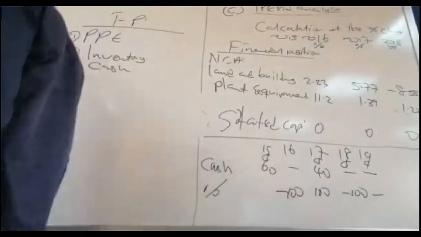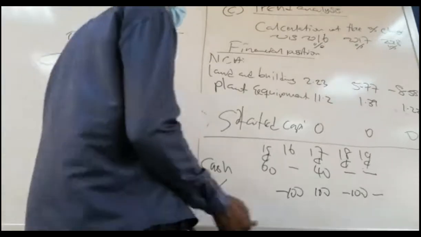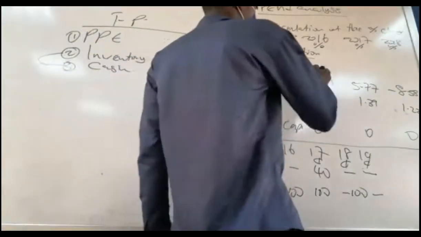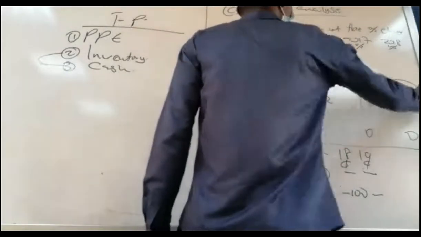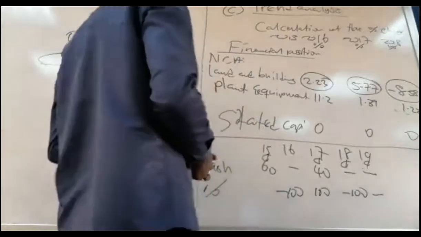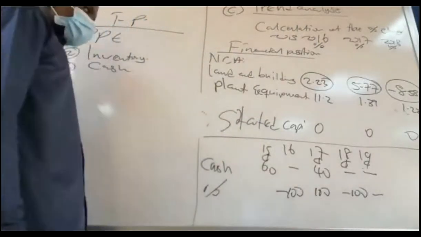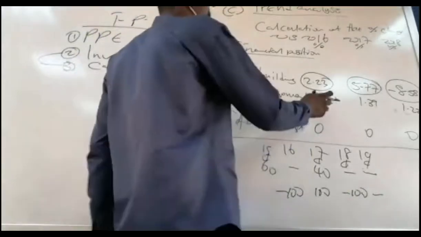So that is it. We'll pick the first one and see. Like if you check land and building here, has it increased or decreased? Increase, decrease. Okay, good. I like that. What about this plant and equipment?